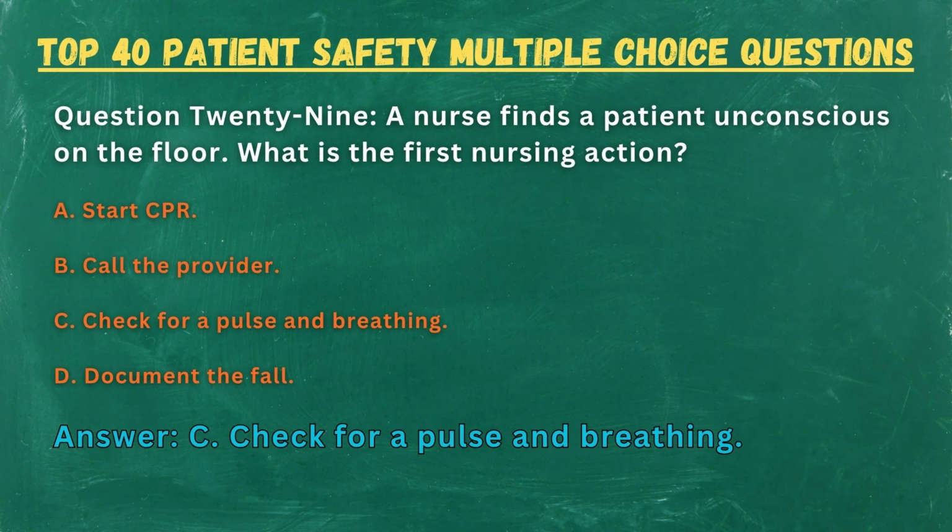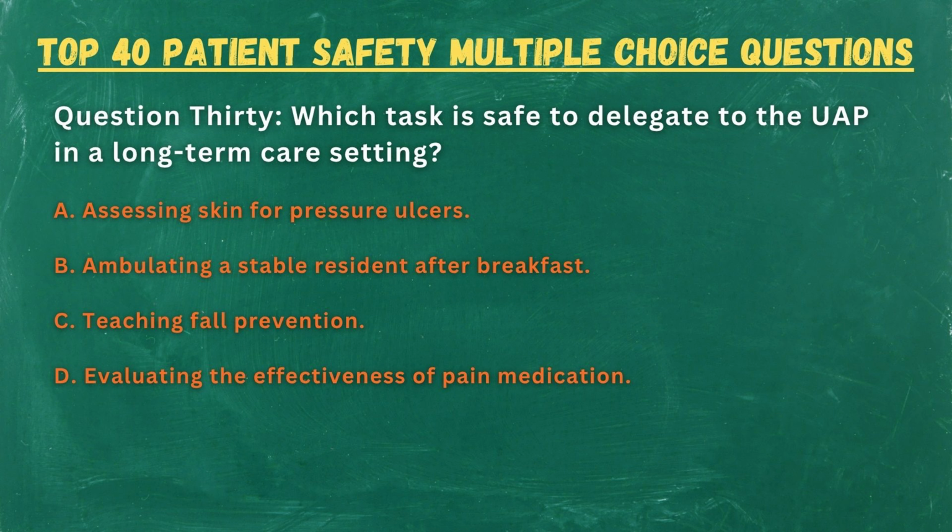Answer: C. Check for a pulse and breathing. Question 30. Which task is safe to delegate to the UAP in a long-term care setting? A. Assessing skin for pressure ulcers. B. Ambulating a stable resident after breakfast. C. Teaching fall prevention. D. Evaluating the effectiveness of pain medication.